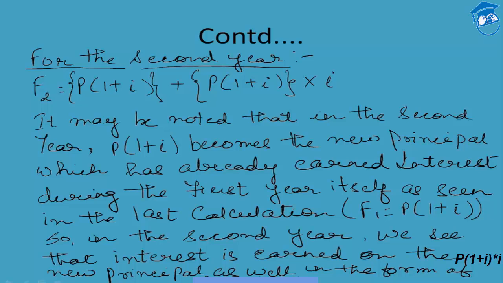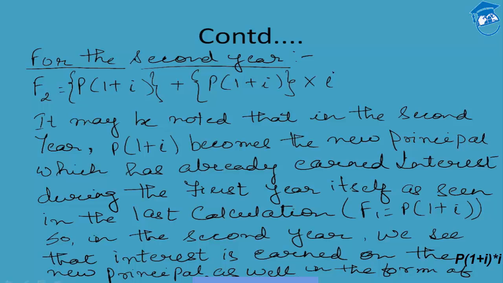Once again, students, at the beginning of the second year, our new principal is the old principal plus interest, that is $110 in the case of the 100 USD example which I was discussing with you. So when at the end of the first year our principal plus interest was 110, is it not so that the same principal plus interest shall become our new principal at the beginning of the second year? Of course it will be. So at the beginning of the second year, our new principal will be P within bracket 1 plus I, and throughout the second year, this P within bracket 1 plus I is eligible to increase by another rate of 10%.